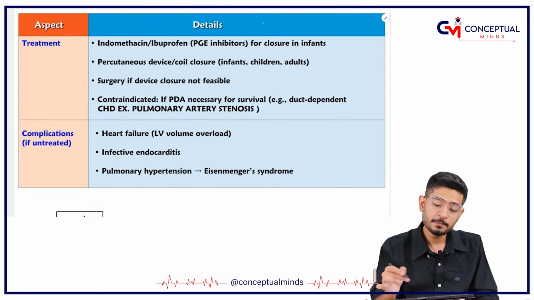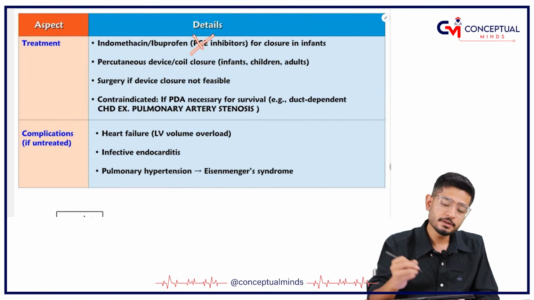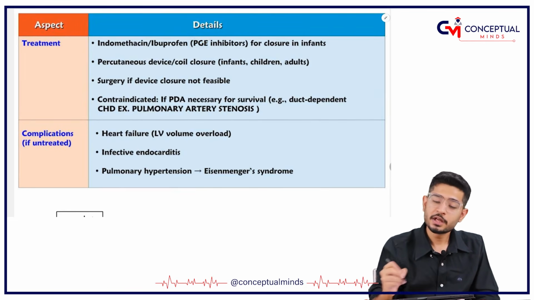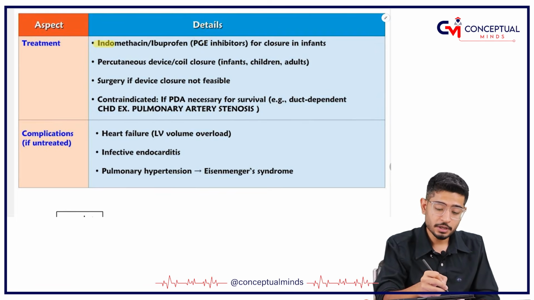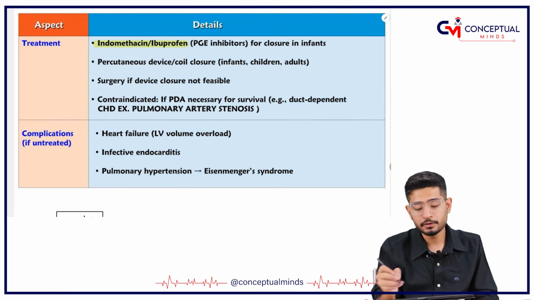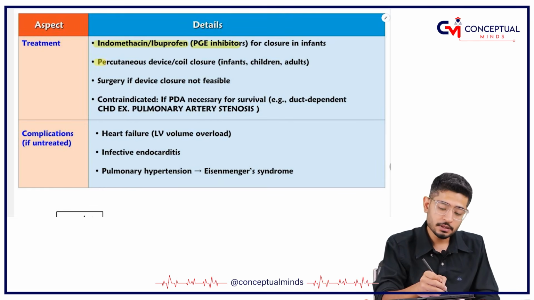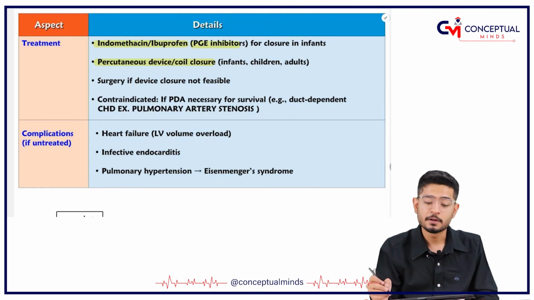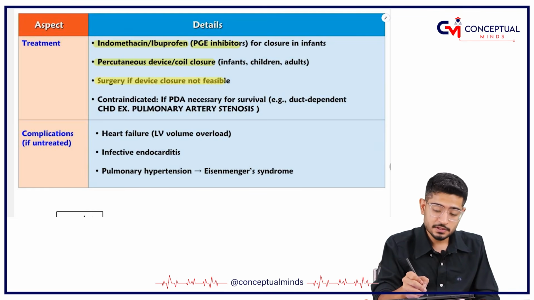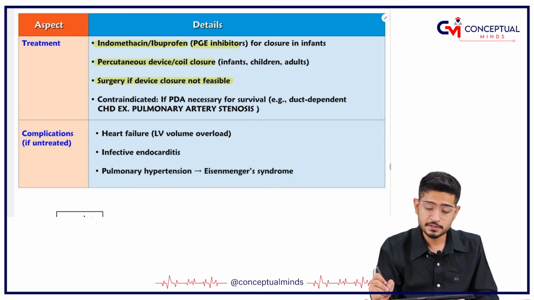What will be the treatment? If you remember, the cause of patency was prostaglandin E. So if you can inhibit this prostaglandin E, there will be closure. So what to do? Indomethacin and ibuprofen are the prostaglandin inhibitors which you can use, or you can use the percutaneous devices or the coils. You can do the surgery also. If the device closure is not feasible, you can do the surgery as well.